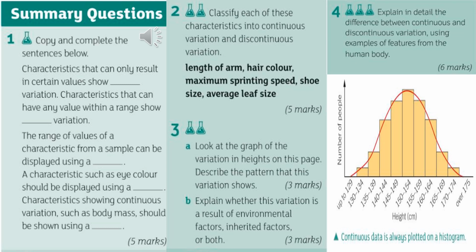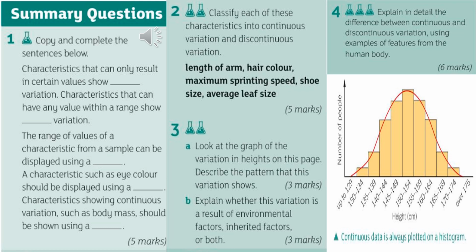Characteristics that can have any value within a range show variation. The range of values of a characteristic from a sample can be displayed using a. A characteristic such as eye colour should be displayed using a. And characteristics showing continuous variation, such as body mass, should be shown using a. There's 5 marks available for that question.